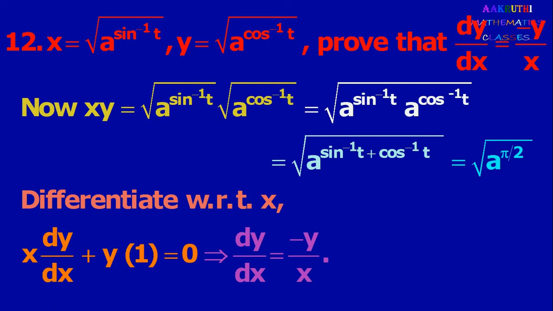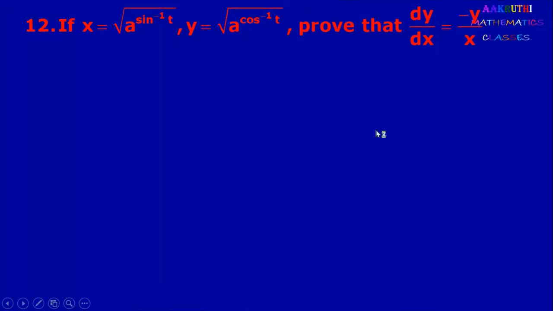Next we see how to solve this using parametric differentiation. Again it is the same question: x equal to root of a to the power sin inverse t and y equal to root of a to the power cos inverse t. You have to prove that dy by dx is minus y by x. If the question says to use parametric differentiation, you can prove it using this method. Here x and y are expressed in terms of t, so you have to differentiate with respect to t.